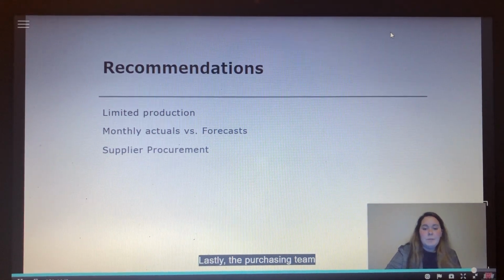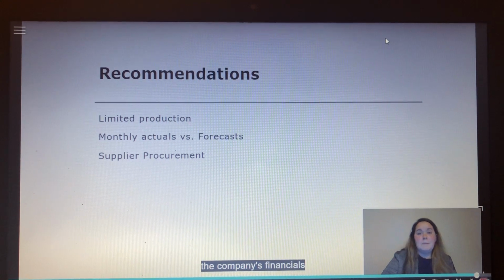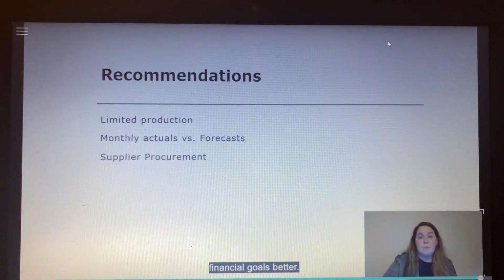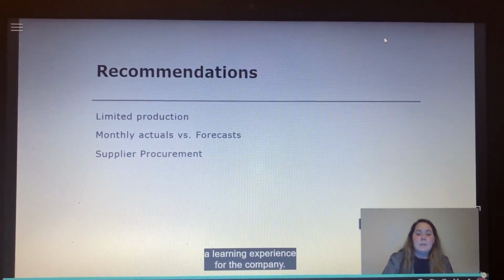Lastly, the purchasing team can continue to source for cheaper suppliers to be able to meet the company's financial goals better. Overall, this overage has been a learning experience for the company.